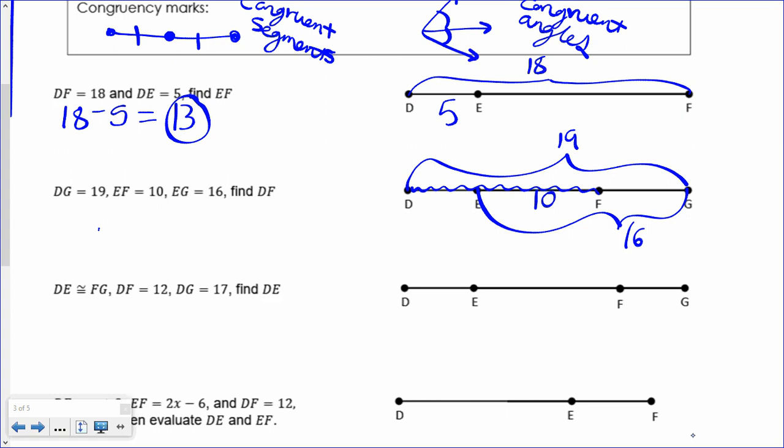No, I don't need to know FG in order to find DF. What part of DF do I know? I know E to F. What don't I know? D to E. So my first job is to find DE, so I can add those together to get the full DF. All right. So how am I supposed to find DE?